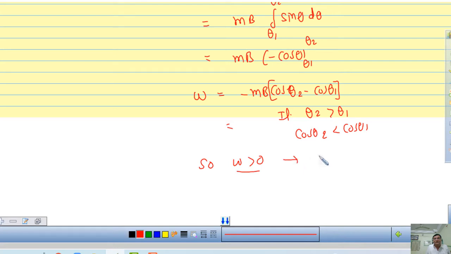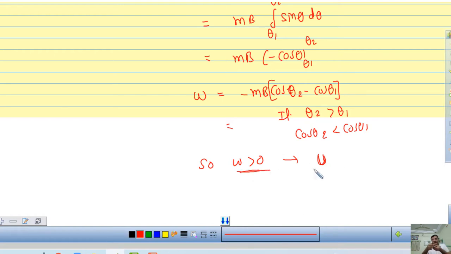So this work is conserved as the potential energy. What is the potential energy conserved? And if it is the opposite, then work is negative. If theta 2 is less than theta 1, the work will be negative. It means potential energy will decrease. Potential energy will decrease.